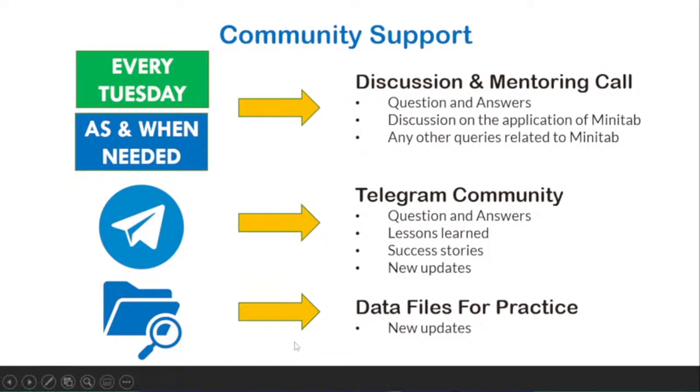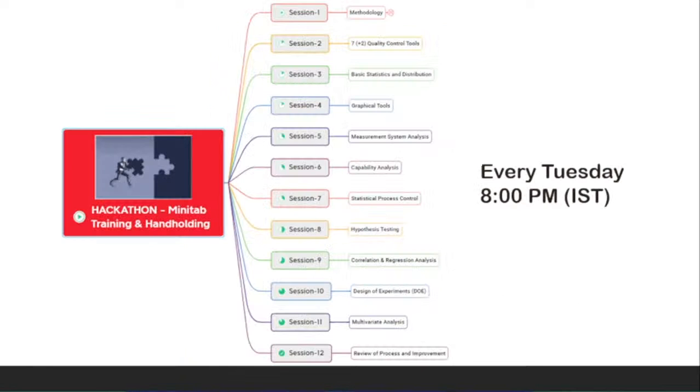One more important thing, you will be getting the data files for practice for each and every tool that I'm going to explain. Okay, so this is more powerful. I'm providing you the community support which is available for you for the lifetime. This is the agenda that we are following every single week. This is the 3 months program, and this is a recurring program. So once we complete all these 12 sessions, again we start from session number 1, and you will have access to this entire recurring program for your lifetime.